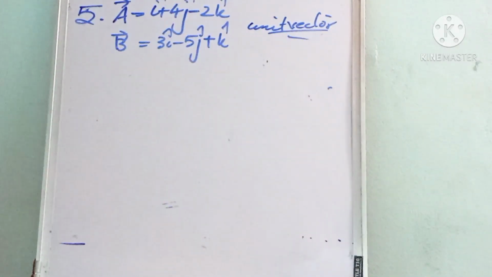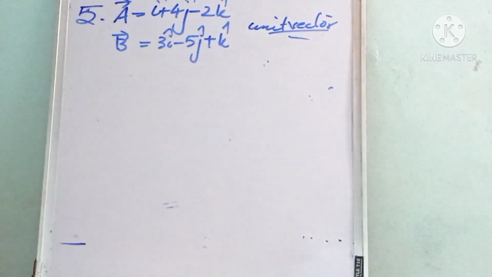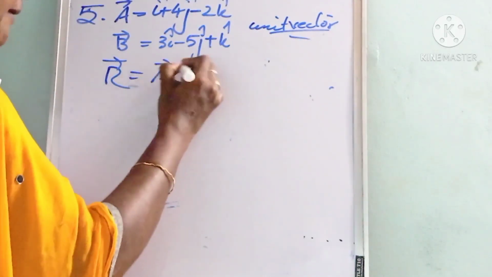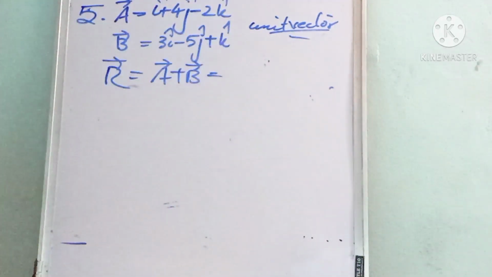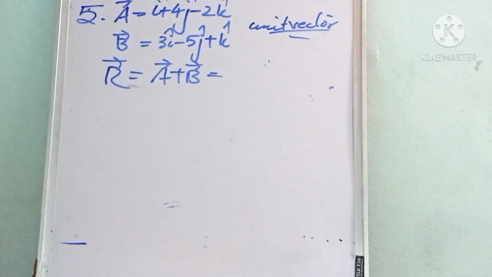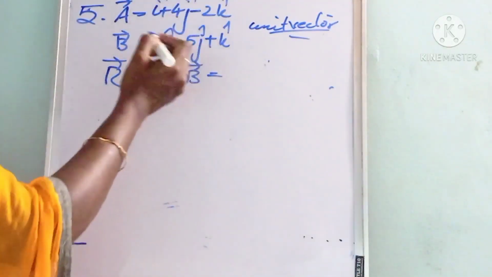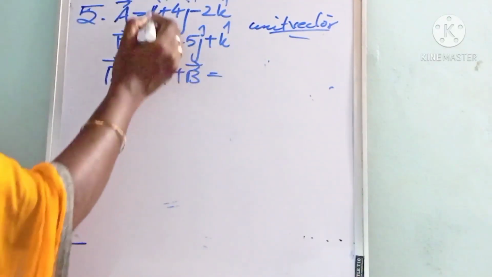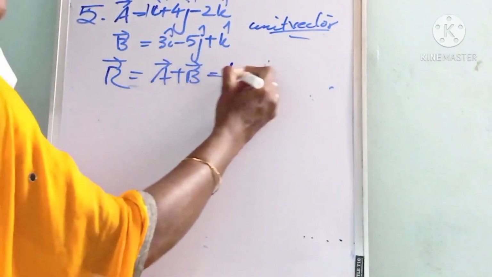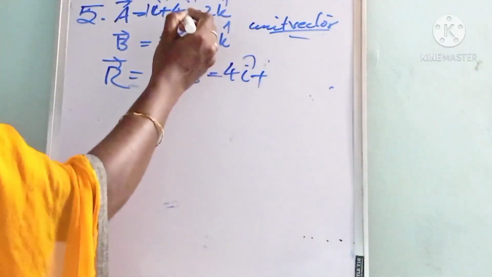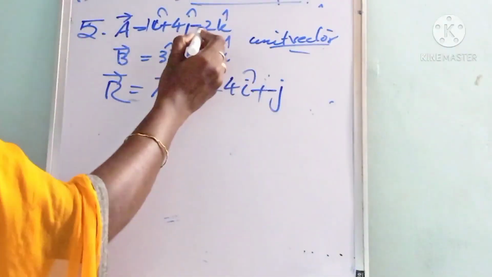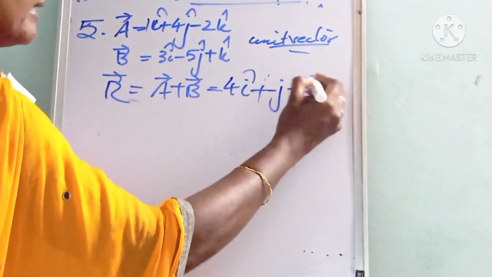So first of all, we have to find the resultant of these two vectors A and B. That is vector R is equal to vector A plus vector B. You know how to add if the two vectors are given in terms of orthogonal unit vectors. First we have to add the corresponding coefficients of i. Here 1i plus 3i is 4i, then 4j minus 5j is minus j, then minus 2k plus k is minus k.